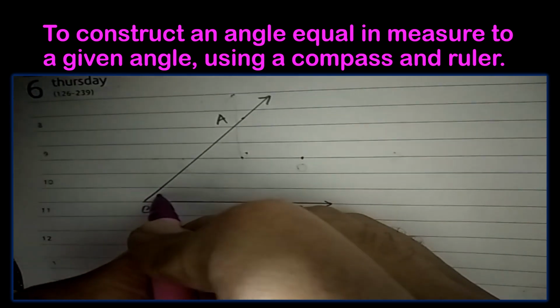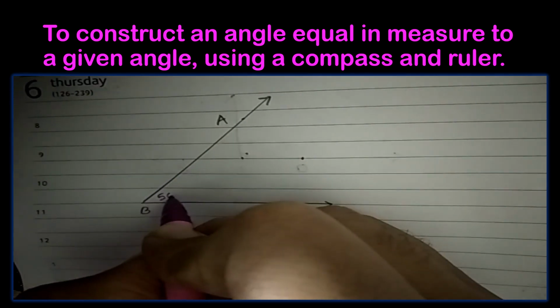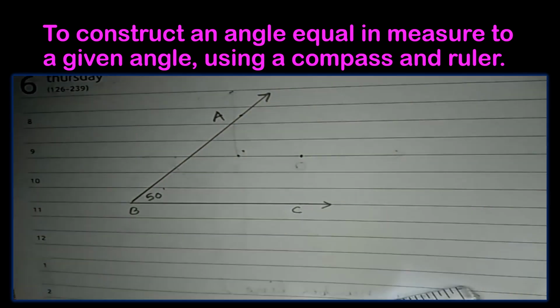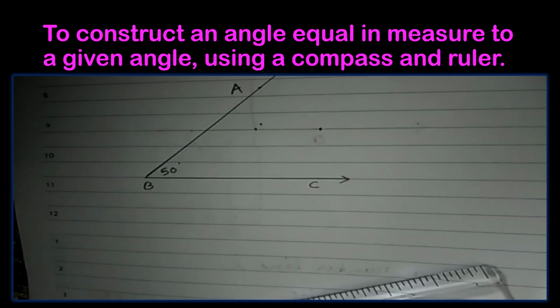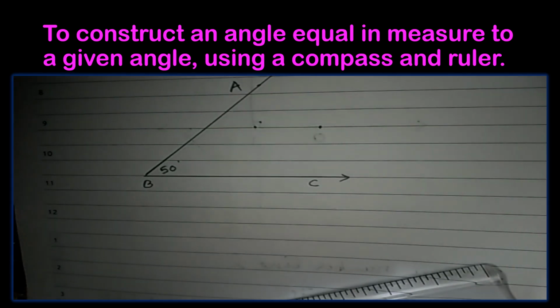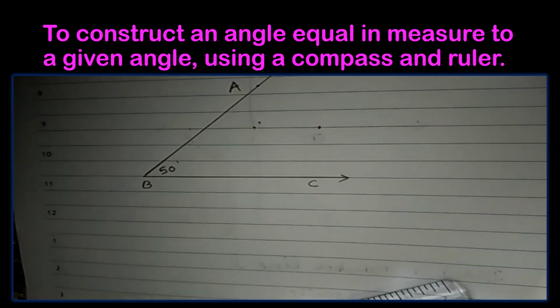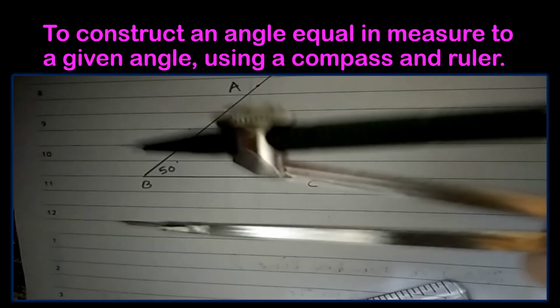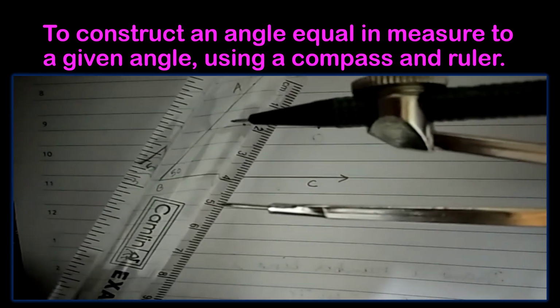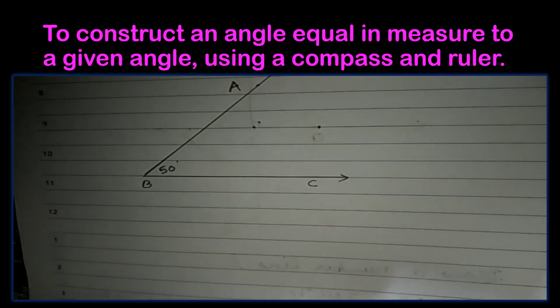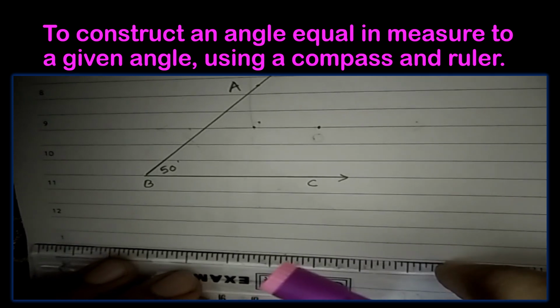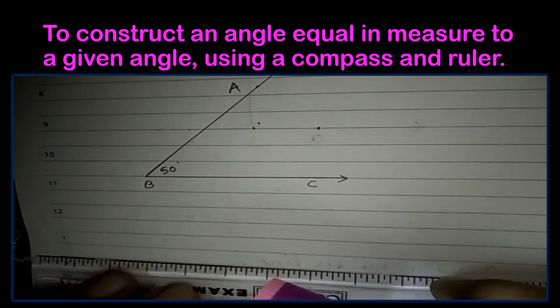Okay, so this is an angle of 50 degree. I have just marked here 50 degree. Now let's see, I will draw an angle of the same measure, that is 50 degree, without using a protractor. I am not going to use a protractor to draw this. I will use a compass and ruler to draw this. So first thing I will do is I will draw a base.